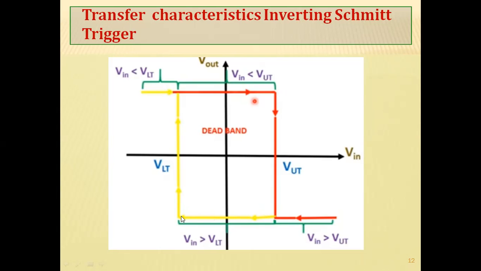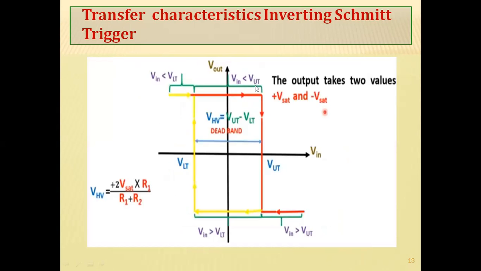And whenever your Vin becomes less than VLT, VLT is here, then your output will always be in the positive saturation region. Hence, now the output is in the negative saturation region, it has to swing to the positive saturation region. In this manner, you can draw the hysteresis graph, and this graph can also be called the transfer characteristics. The region between VUT as well as VLT is called the dead band.